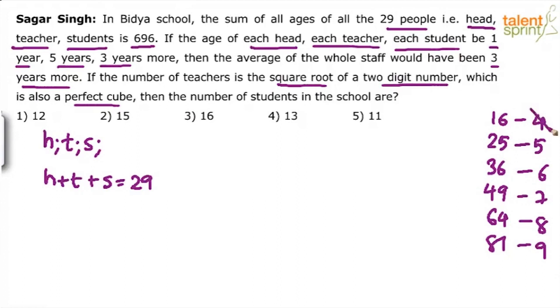Which is also a perfect cube. Now is 4 a perfect cube? No. Is 5 a perfect cube? No. Is 6? No. Is 7? No. Is 8 a perfect cube? Yes, 8 is a perfect cube. Is 9 a perfect cube? No. So I think the number of teachers is 8.